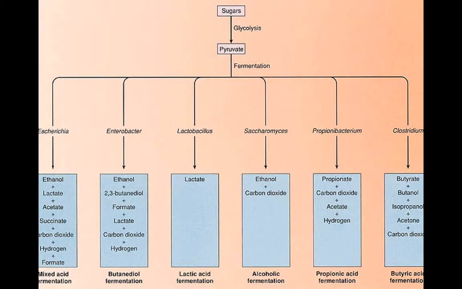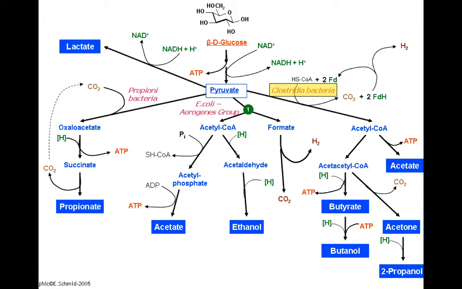Our favorite, alcoholic fermentation, ethanol and CO2. And then you can have some really cool ones like Clostridium. Clostridium produces butyric acid, butanol, isopropanol, acetone, and carbon dioxide. But this is a really important fermentation for lots of different reasons.